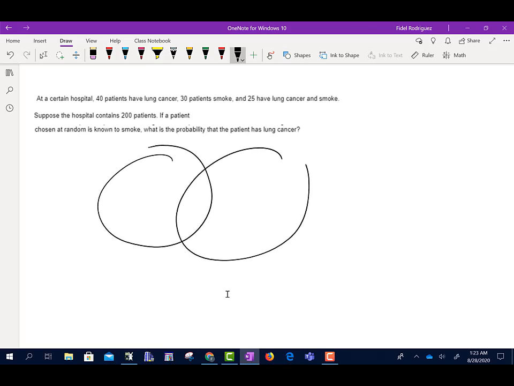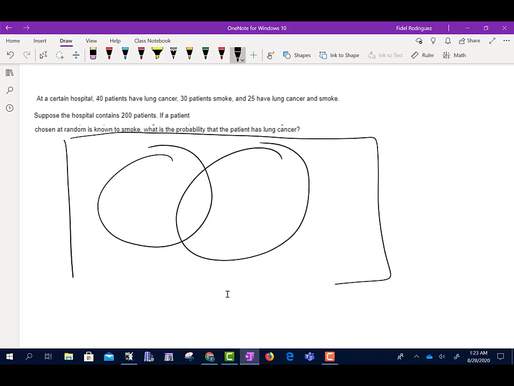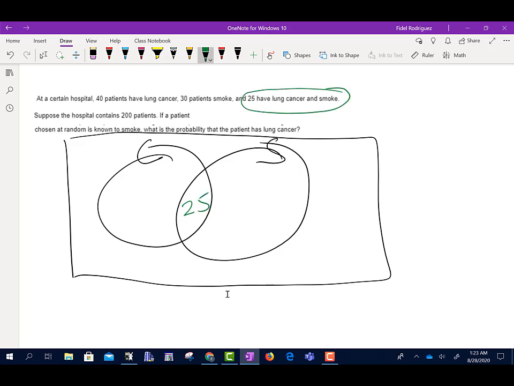Okay, so I'm going to go like this, and like this, and like this. How about if we say these are going to be the ones that have lung cancer, and these are going to be the ones that smoke. So we know that there's a total of 25 who have lung cancer and they also smoke, right? Well, if 30 patients smoke and 25 of them have lung cancer and smoke, that would tell me that these 5 here smoke, but they don't have lung cancer, right? Because everybody in this circle of the smokers has to add up to 30.